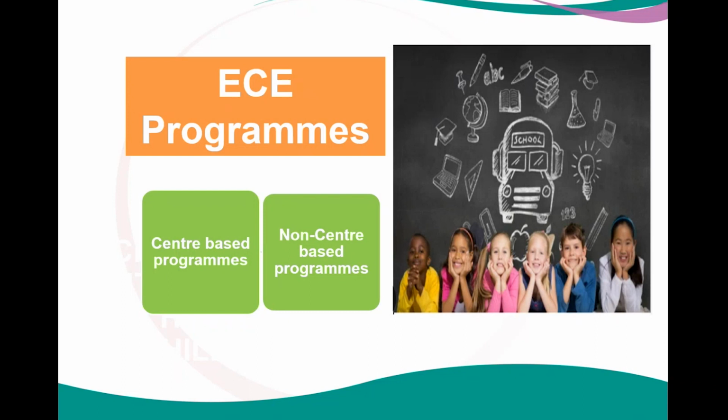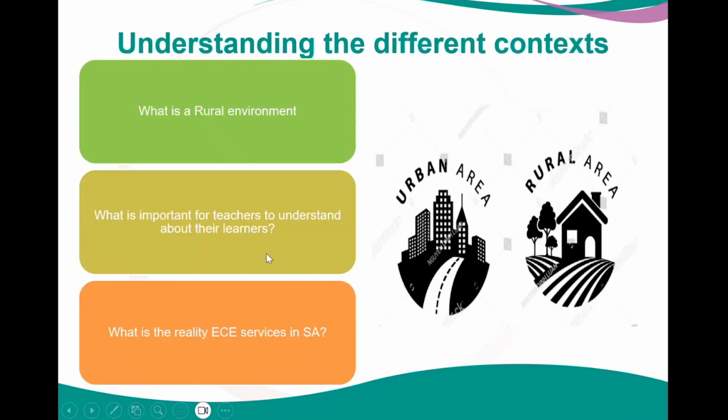Due to the vast differences in context in South Africa, you need to understand the different contexts. So, what is a rural environment? It is often characterized by a lack of access to clinics, schools, and adequate nutrition, leading to stunted growth. These are things you need to consider. At a national level, more than 20% of children under the age of 5 suffer from stunting or other health issues resulting from malnutrition. So what is important for teachers to understand about their learners?